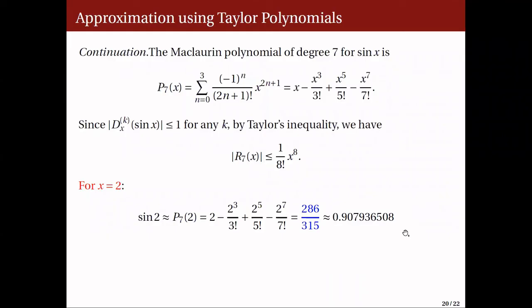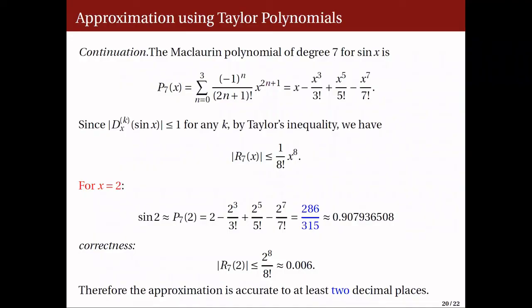Okay, so to check the accuracy of this approximation, let's have r sub 7 of 2. The magnitude of this is less than or equal to 2 to the 8 over 8 factorial, which is approximately equal to 0.006. So there are 2 zeros directly to the right side of the decimal point. So we say that the approximation is accurate to at least 2 decimal places.